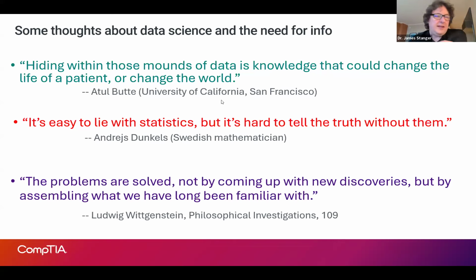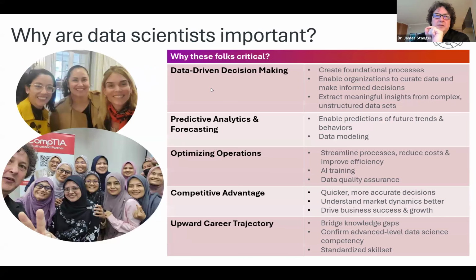And then this is a kind of a heady little quote, but this is a guy named Ludwig Wittgenstein. What a name. He was a philosopher who lived in the 20th century, and he's influenced a lot of thinking that you probably encounter. You don't realize it, but he's one of the main influencers in the world of thought. And he basically says problems are solved not by coming up with new discoveries, but by assembling what we've already been familiar with. In other words, that's kind of another way of saying hiding within data is information that can help change the world.